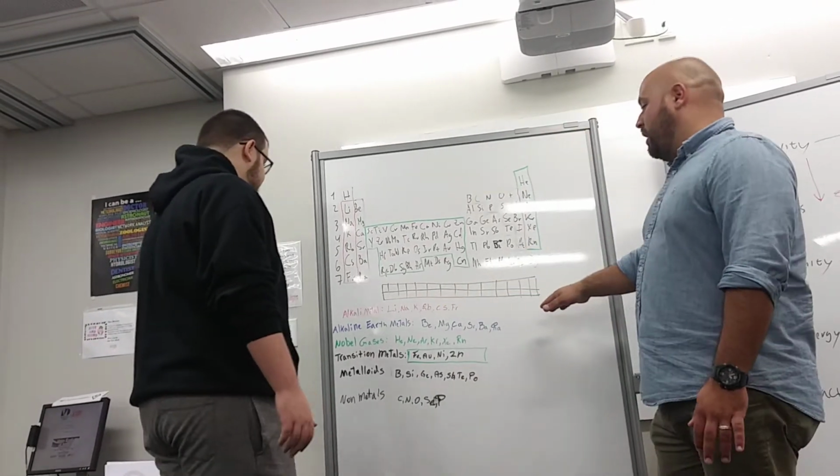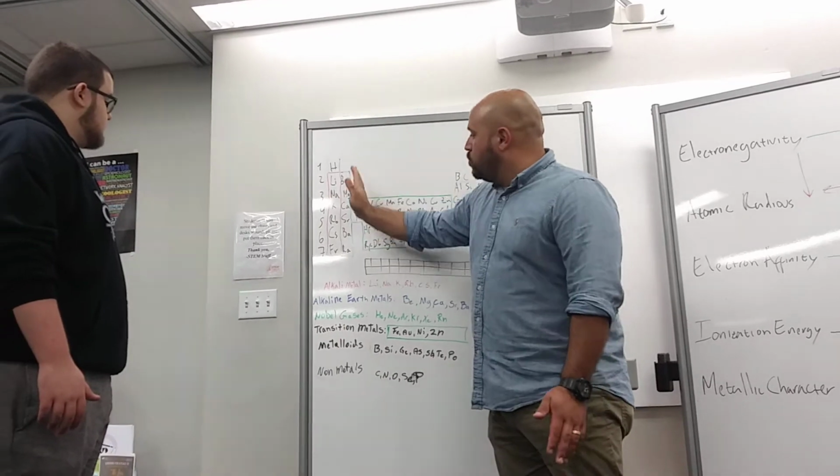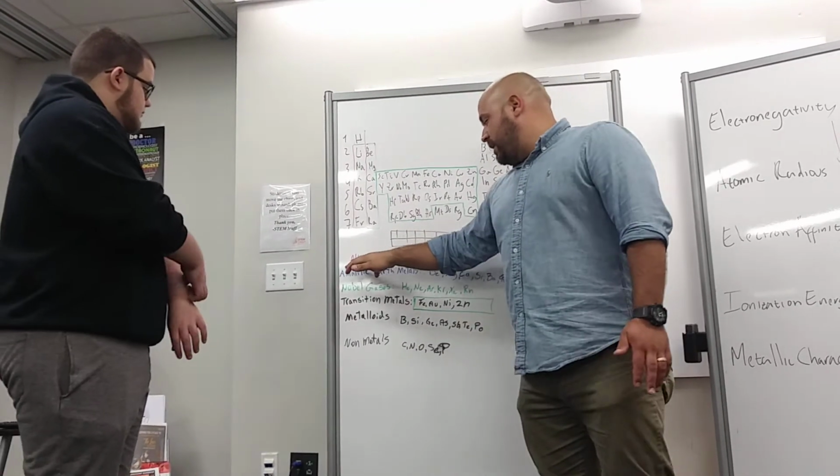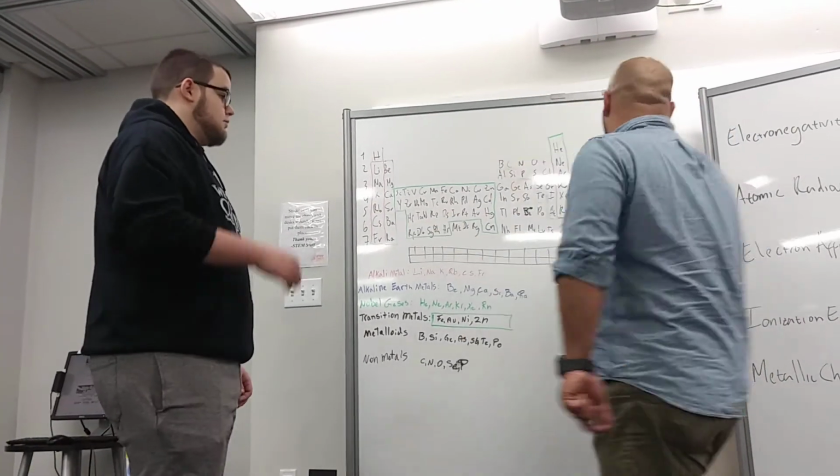Okay, so the alkaline earth metals are to the left of that, and then we have two groups: the alkaline earth metals and the alkali metals. More to follow on that.